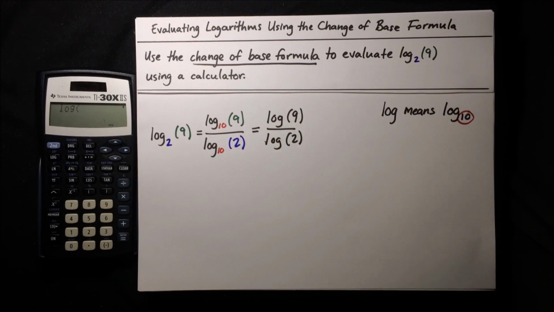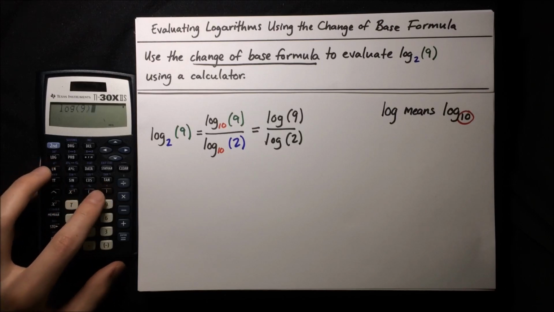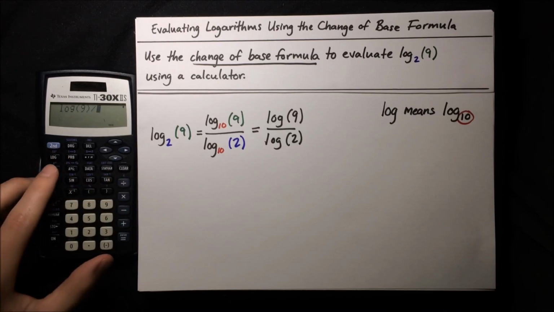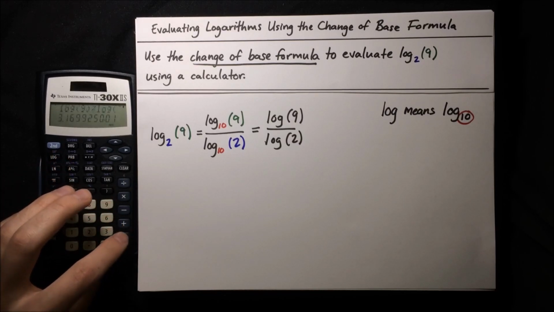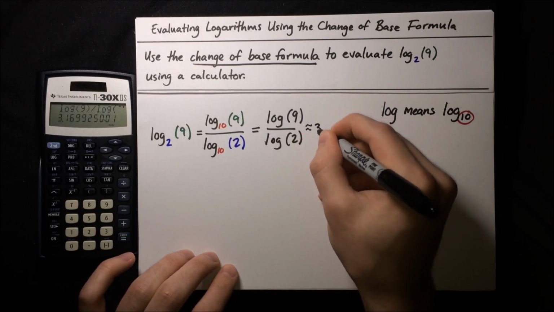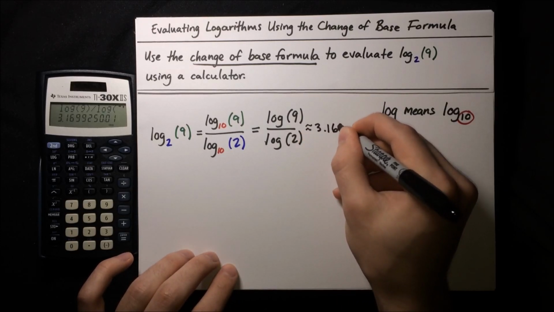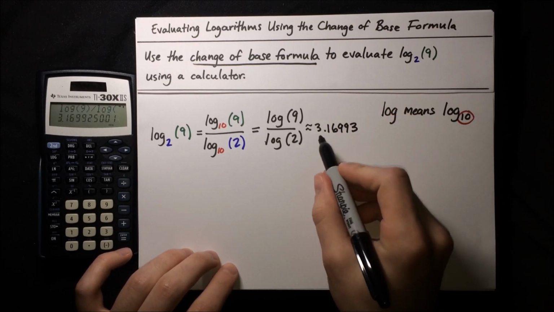So why don't we go ahead and do this? We've already got log entered, so log of 9, then divided by log of 2, and parentheses. What do we get? Our result is approximately 3.169925.